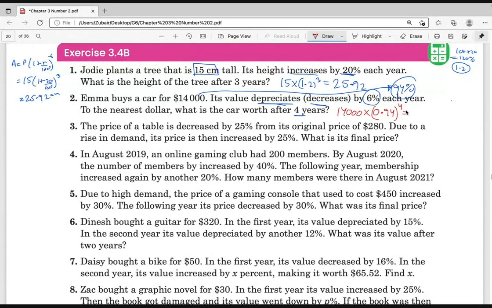Okay, and it says to the nearest dollar. So after rounding, I'm getting 10930. Yes, sir. Be careful when the question tells you to round off, because you have to get the correct answer and also to the correct degree specified in the question.